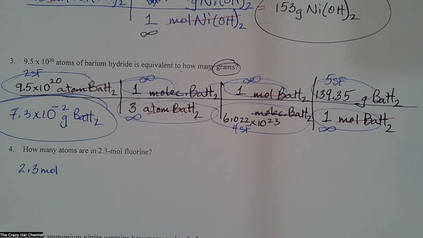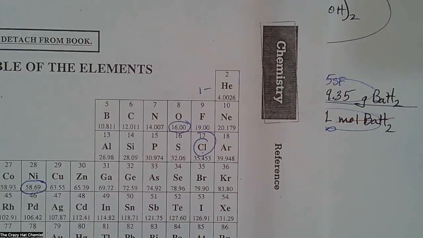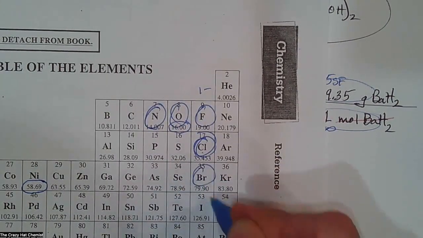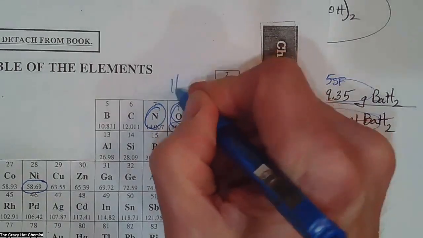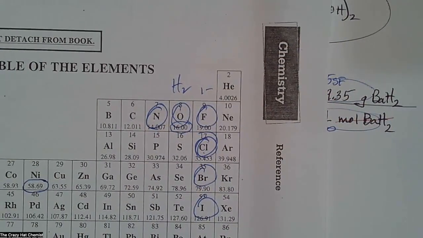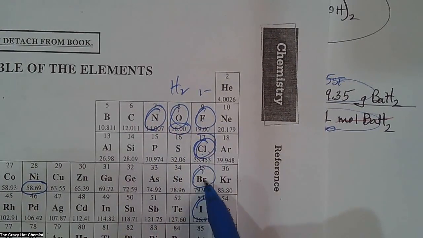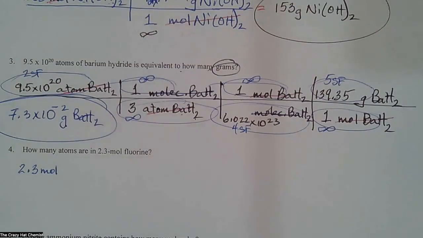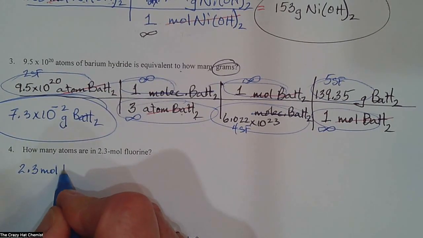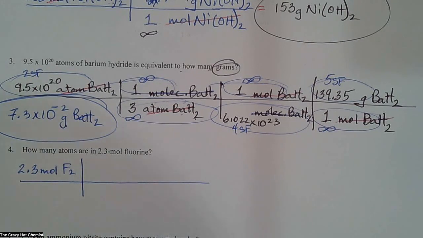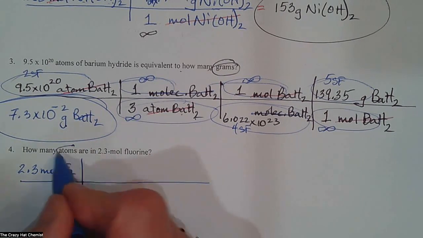So I'm hoping that you do remember your diatomics. And here are the diatomics. That is nitrogen, oxygen, fluorine, chlorine, bromine, iodine, and hydrogen. Those are the diatomics. So they have formulas of like X2: N2, O2, F2, Cl2, Br2, I2, and H2. So this is fluorine, so that's F2, just like that. And we're going to have our mole ratio. So it says we have 2.3 moles of this, and we want to go to what? Atoms.